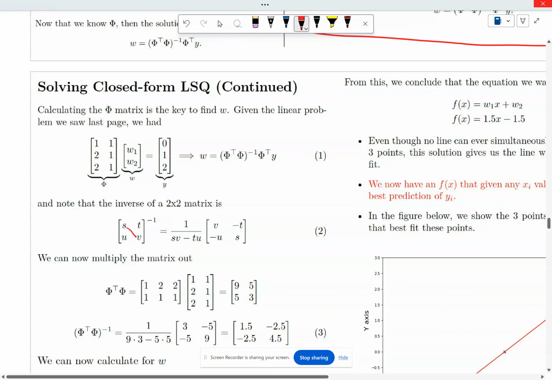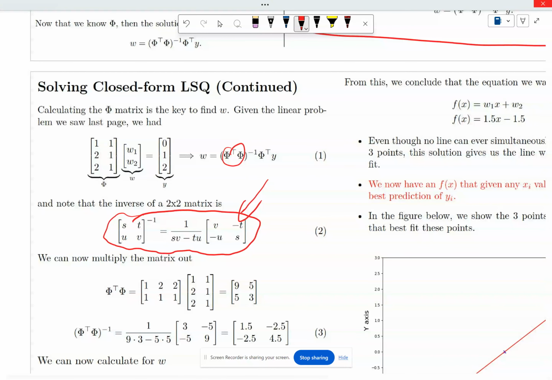And then you flip these two, s and v, making these negative, and you are able to calculate the inverse. So if you want to take a matrix and calculate the inverse, this is the formula you need to memorize. If you took linear algebra previously, this formula should have been taught. This is a very important formula.